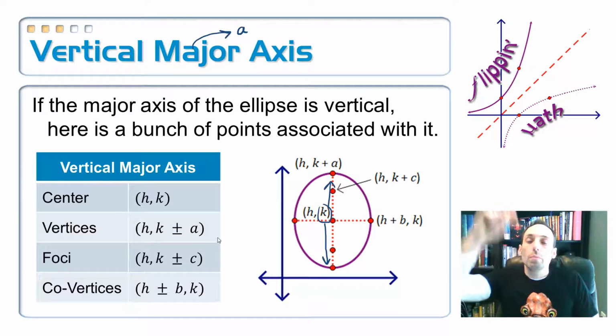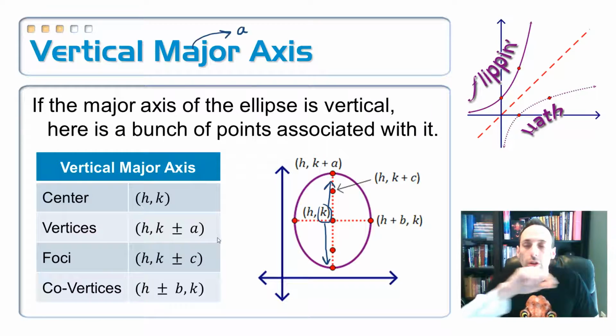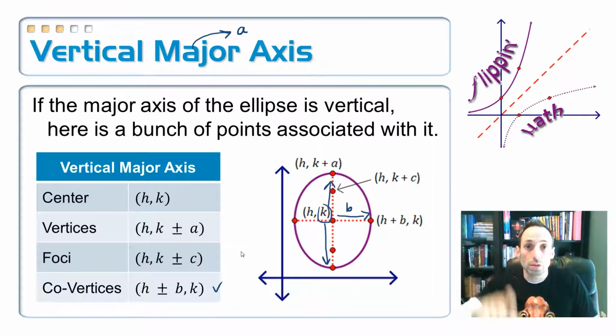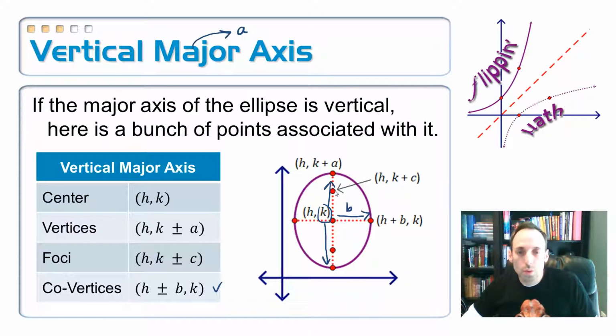If we have a vertical major axis, we must have a horizontal minor axis. And that's going to be the x values that change. So here I'm going to add b or subtract b, this time from the h coordinate. And that's what the one at the bottom is saying here. And then finally, the foci, remember the distance between the two foci is 2c. So from the center point straight up is going to be k plus c because we're going vertically, or k minus c to go downwards.